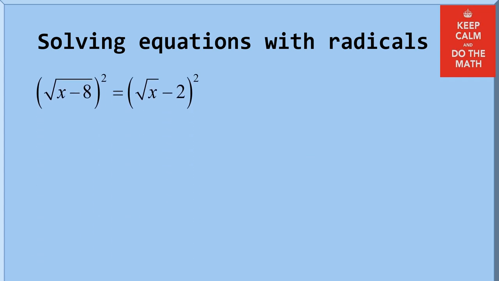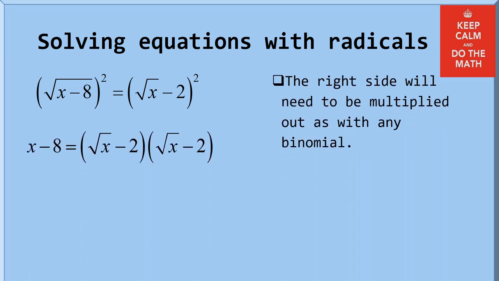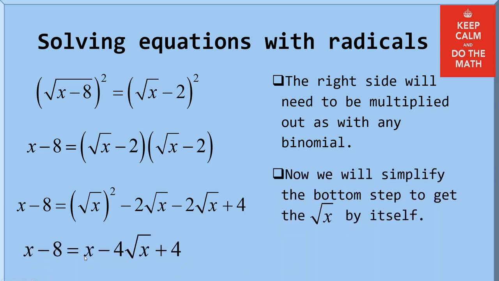So I'm squaring the square root of x minus 8, which will get me the x minus 8 back. But I am going to have to multiply out the square root of x minus 2. Since that is squared, I am basically multiplying out the two binomials. So it looks like this: square root of x minus 2 times the square root of x minus 2. So if I multiply the right side, I get x minus 2 square root x minus 2 square root x plus 4. Keep simplifying. And so now I've got x minus 8 equals x minus 4 square root x plus 4.